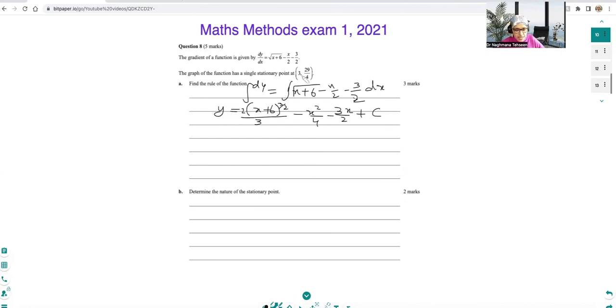The point is given, which means the curve passes through that point. I can sub in when x is equal to 3, y is equal to 29 over 4. So you go 29 over 4 equals 2 over 3 times 9 to the power 3 over 2, where x plus 6 is 9, minus 9 over 4, minus 9 over 2, plus c. Then we just need to do a bit more algebra to work the c out, and then we'll be done with this question. So minus c would be equal to 29 over 4 plus 9 over 4 plus 9 over 2 minus the first term.